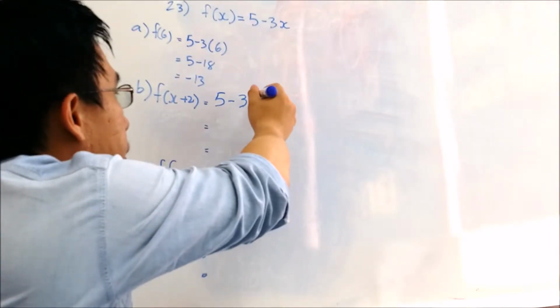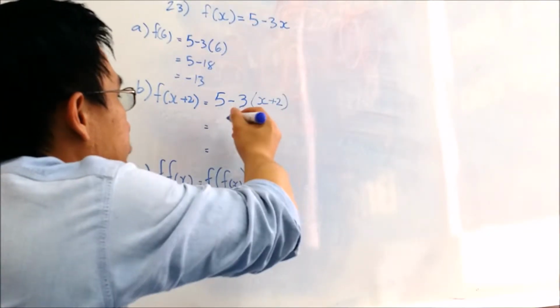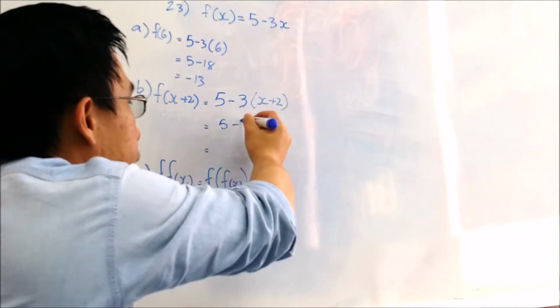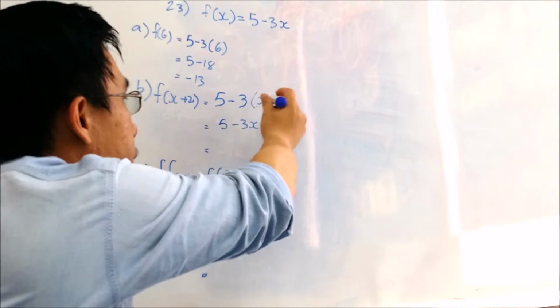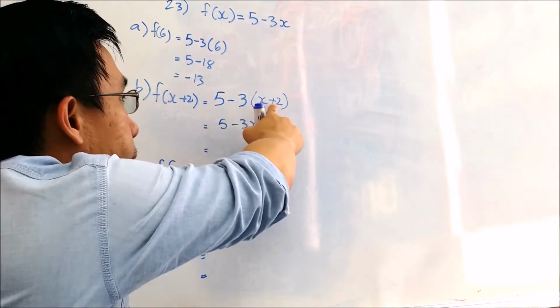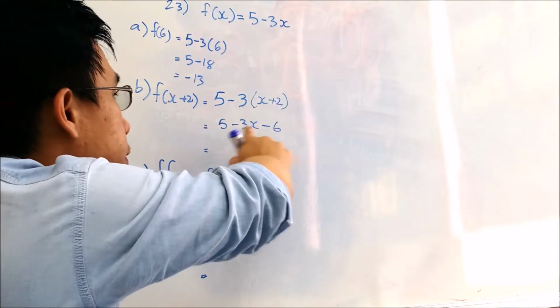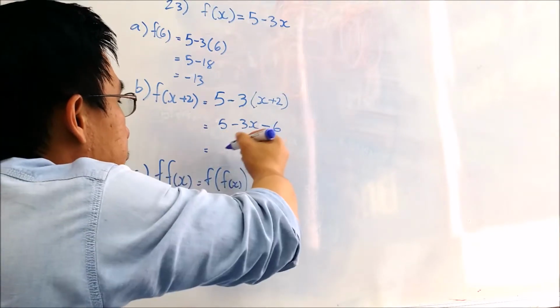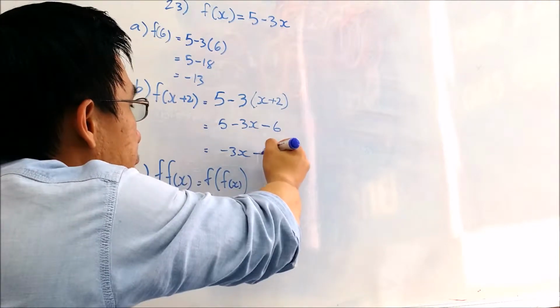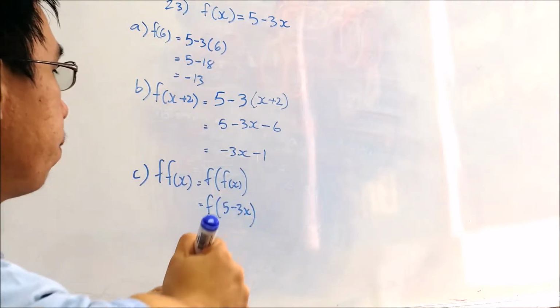Now let's multiply negative 3 inside the brackets. Negative 3 multiplied with x becomes negative 3x. Negative 3 with plus 2 becomes negative 6. Negative and plus multiply become negative. So add it together: negative 3x, 5 minus 6 becomes minus 1. That's it for question B.